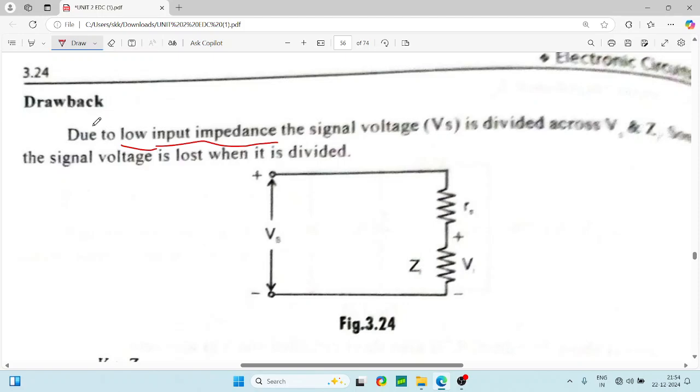What is this? Small signal analysis of common gate FET or MOSFET. FET na, you draw the FET symbol. If it is MOSFET, you draw the MOSFET symbol.